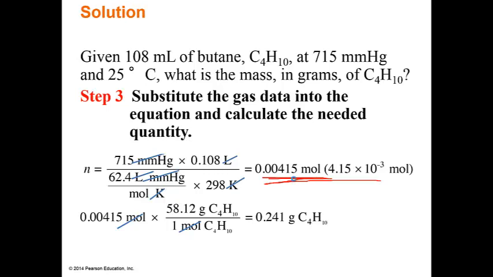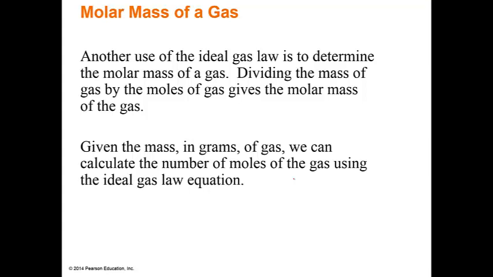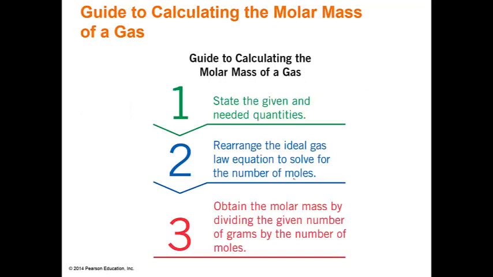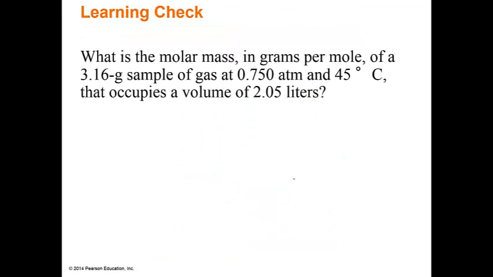Another use of the ideal gas law is to determine the molar mass of a gas. Dividing the mass of the gas by the moles of the gas gives the molar mass of the gas. Given the mass in grams of the gas, we can calculate the number of moles. So it's just the exact opposite of what we just did. So organize, rearrange, plug and chug. All right, so what is the molar mass in grams per mole of a 3.16 gram sample of a gas at 0.75 atmospheres at 45 degrees Celsius that occupies a volume of 2.05 liters?